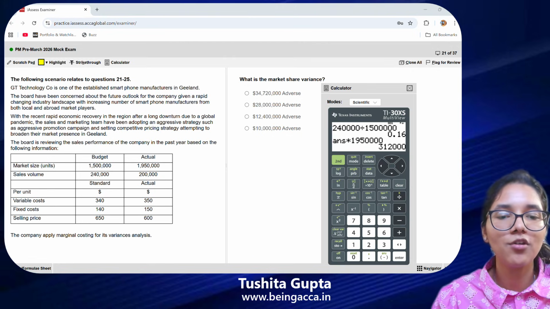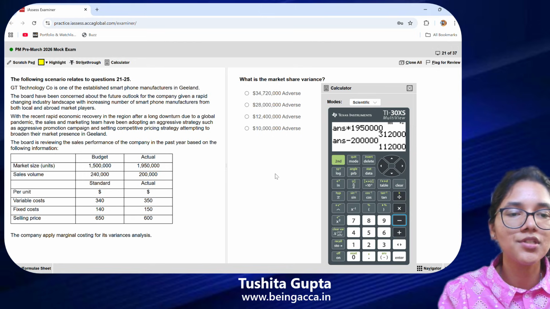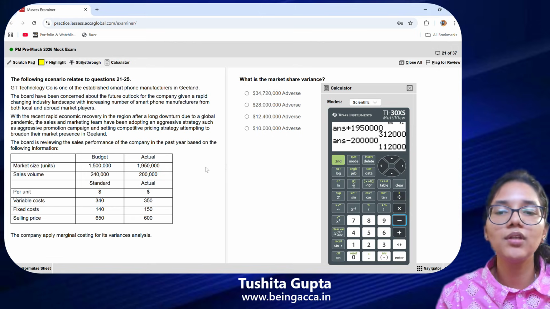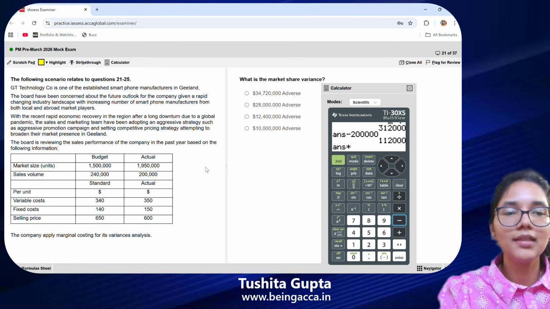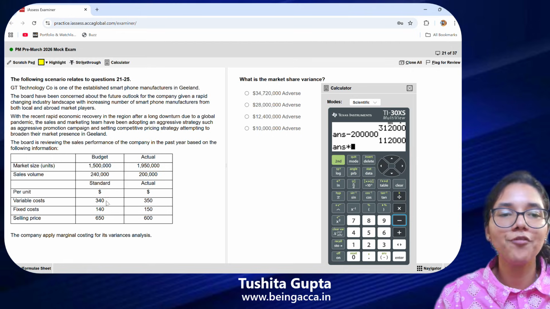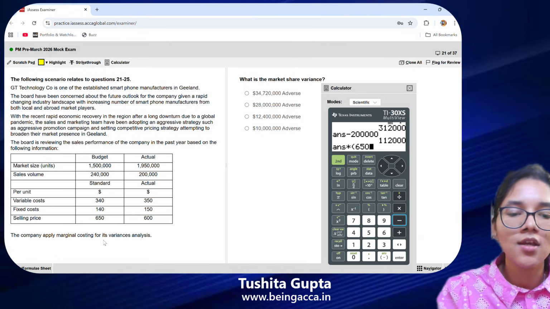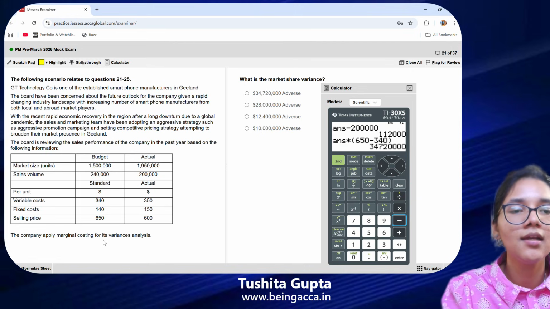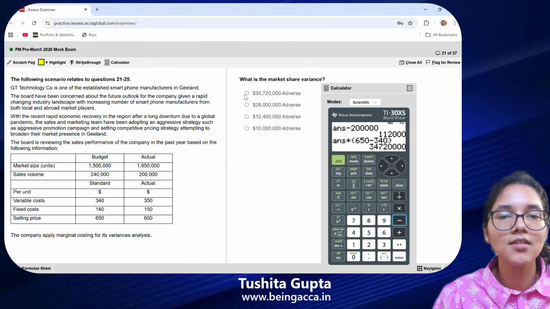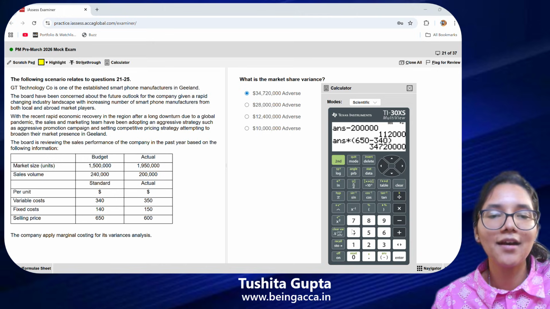Yes, okay. Now we draw the comparison between both of these numbers. 312,000, from this you take away 200,000. So you get 112,000 units which you have sold lesser. This you multiply by your standard contribution. The standard contribution is selling price of 650 minus variable cost of 340. So 650 minus 340 gives the contribution per unit, and the final answer is 3,472,000 adverse. Fairly easy. Should we move to the next one? Any doubts, please let me know.